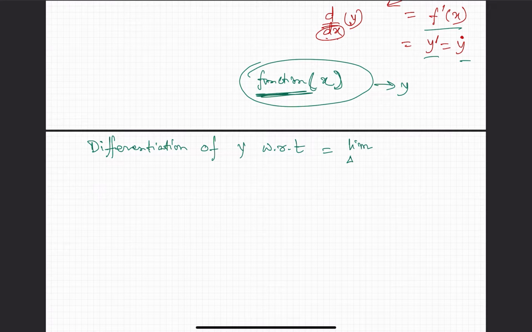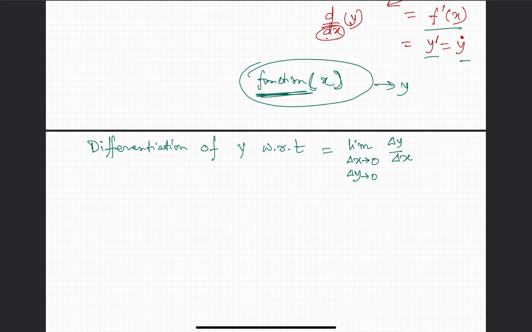limit del x tends to 0 of del y, which will also tend to 0 as we have discussed, del y over del x.